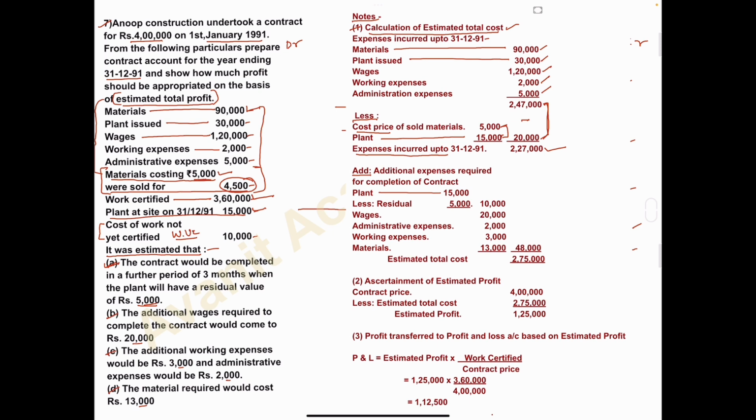Okay, first we'll take the plant. So what is the closing value of plant? Plant at site on 31st December. That is 15,000. So plant 15,000 less residual value. Residual value of plant is 5,000. Less 5,000 and you will get 10,000. Okay, from the closing value of plant less the residual value and you will get 10,000. Wages, read the point B. The additional wages required to complete the contract amount is 20,000. Wages 20,000.